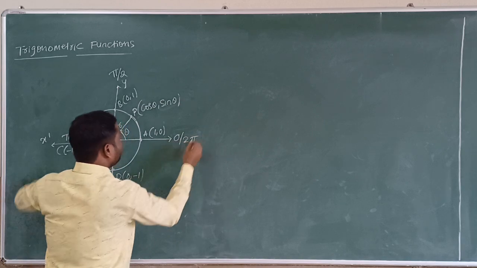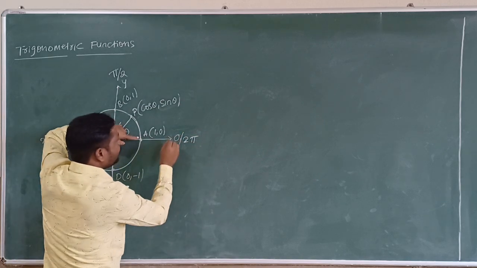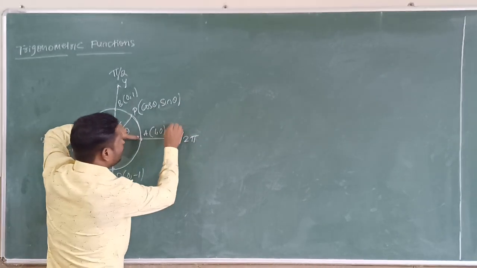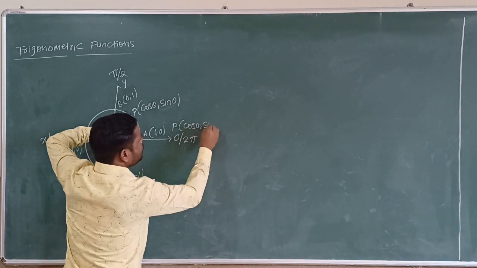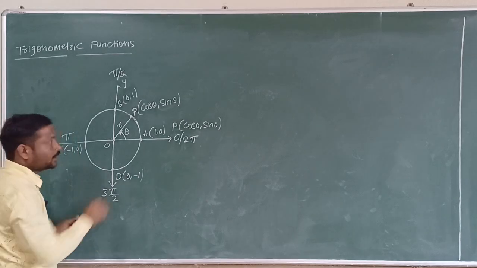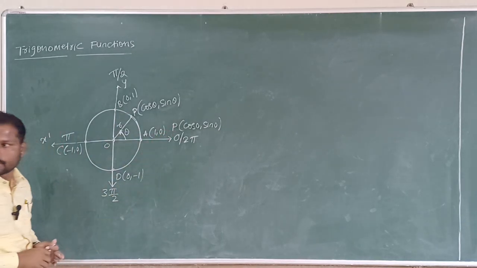If the point P is on A, then how many degrees? 0 degrees. Correct? Now here the point P is cos 0 and sin 0, right? If we bring it here, it is cos 0, sin 0, right?